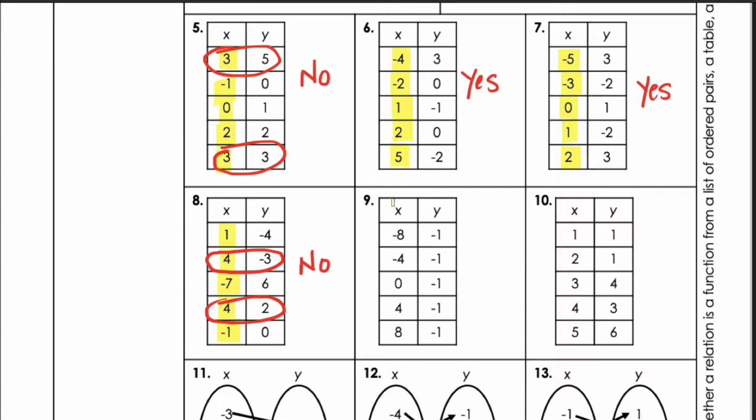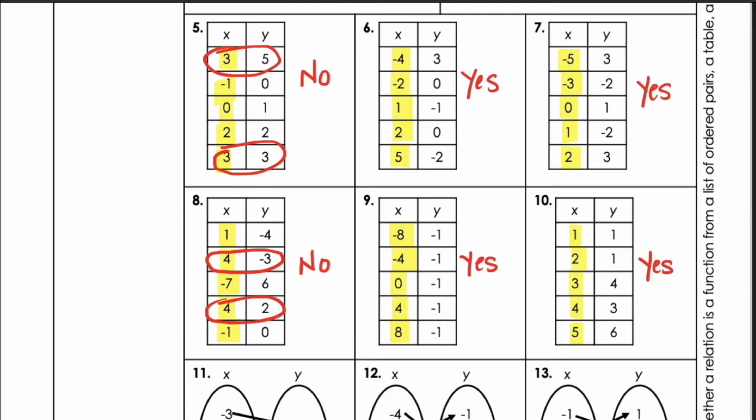Okay, example 9, looking at my x values again, we have -8, -4, 0, +4, and +8. We're checking to make sure that none of the x values repeat there, and none of them do, so this one would represent a function. So we would answer yes. Okay. Example 10, looking at my x column here, I have positive 1, positive 2, positive 3, positive 4, and positive 5. Again, none of the x values repeat, so this one is good, so we would say yes, this relation is a function.